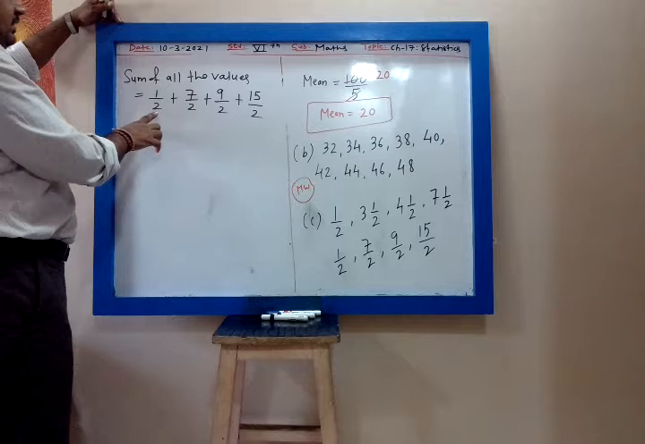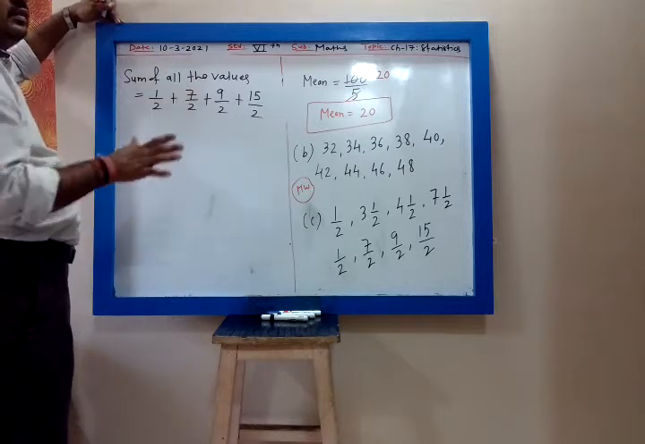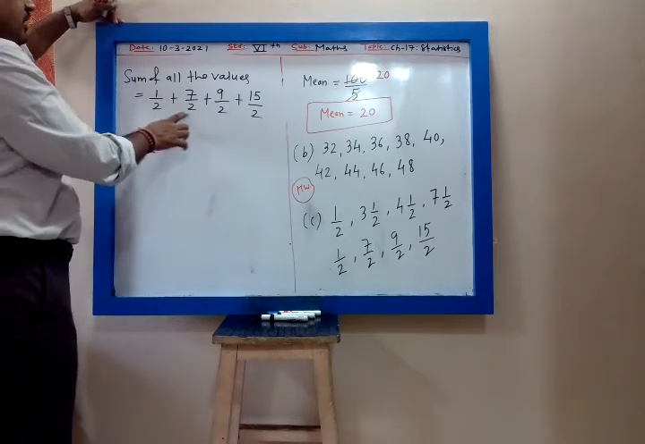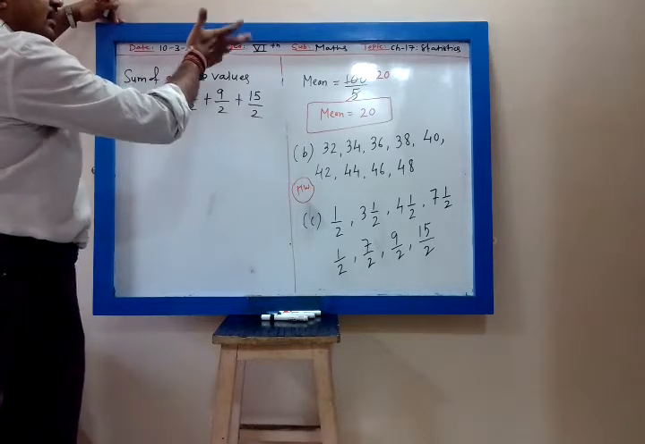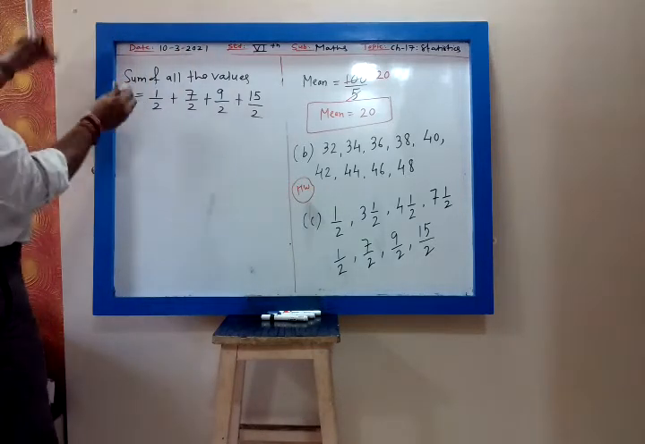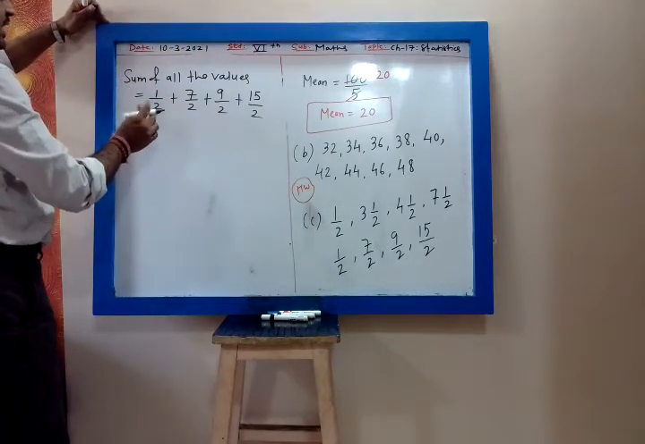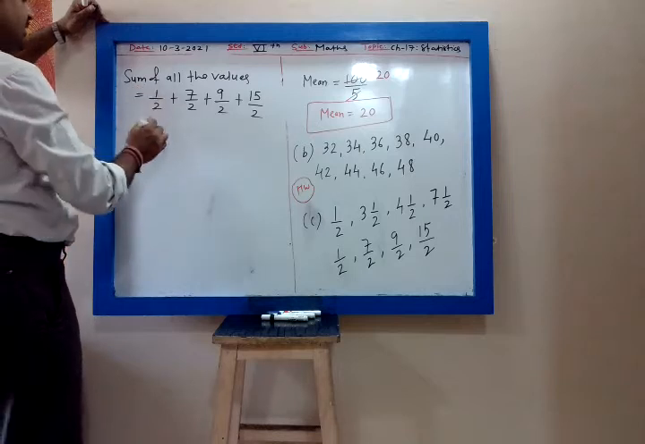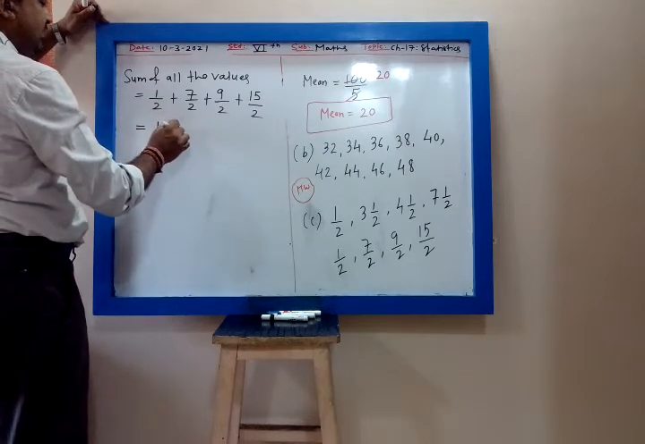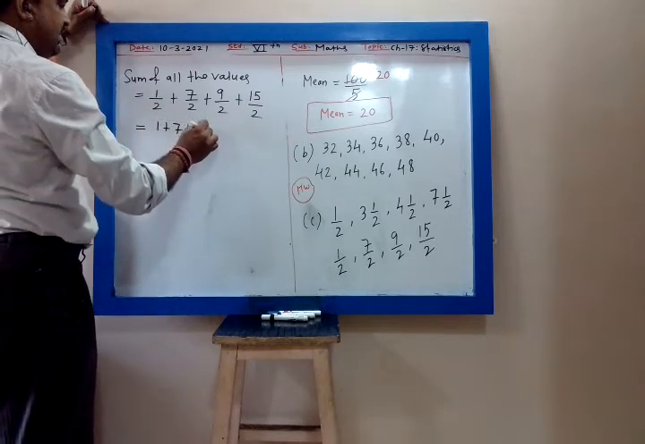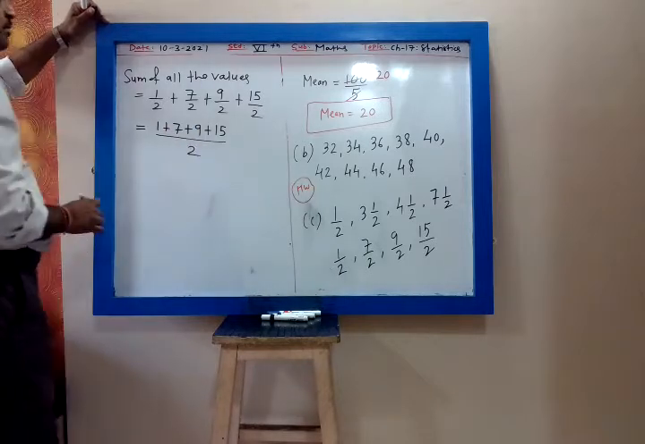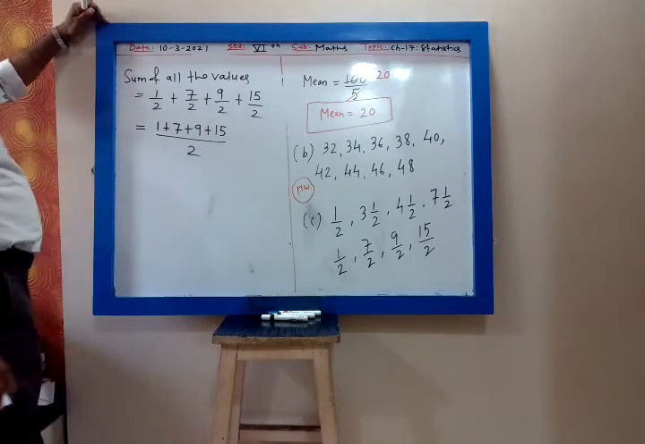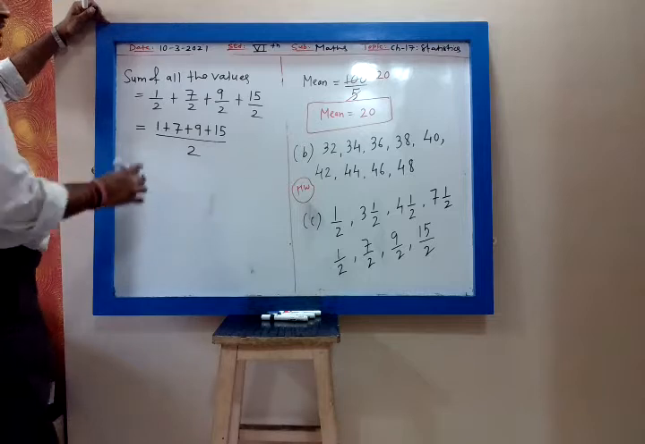Now all are fractions, and the denominator of all the fractions is the same: 2, 2, 2, 2. So I can add their numerators. Whenever the denominator is the same, we can add the numerators. So that will be 1 plus 7 plus 9 plus 15, and the denominator I will take common, that is 2. 1 plus 7, 8, 8 plus 9, 17, 17 plus 15.